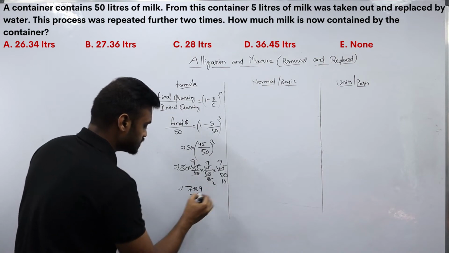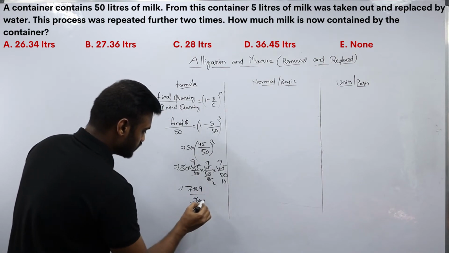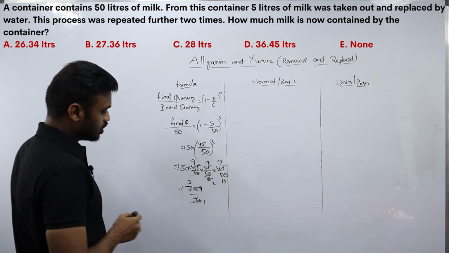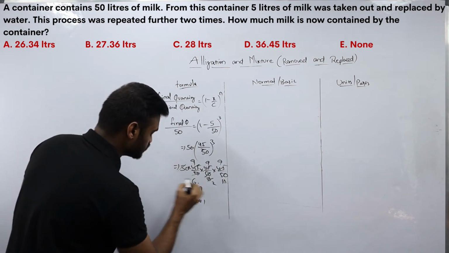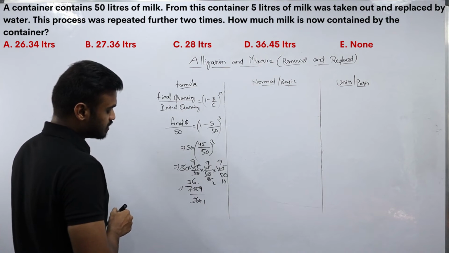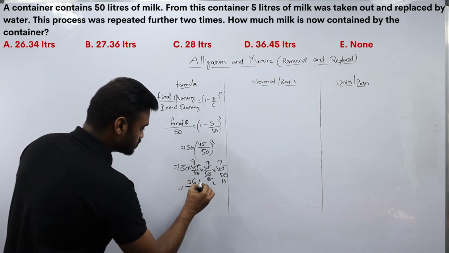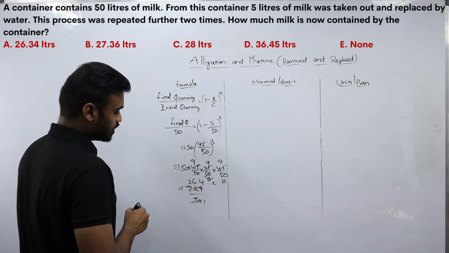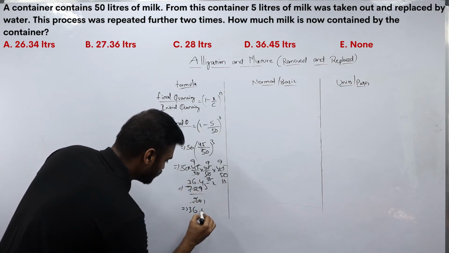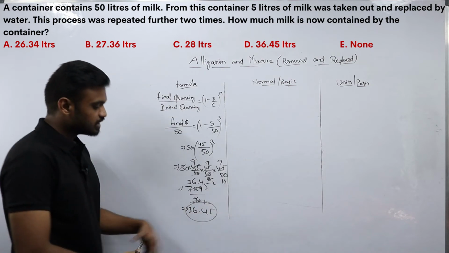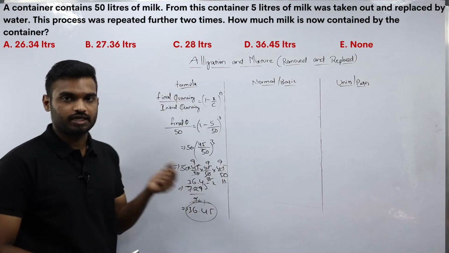729 by 20. 2 times 20 is 40... 21s are 23, 60, and there will be 12 here, 129, that is 26, 26 120, and there will be 90 here. So 24 80 and there will be 10 here, 25 100. So 36.45 liters. So this is the total quantity of milk in the final container.